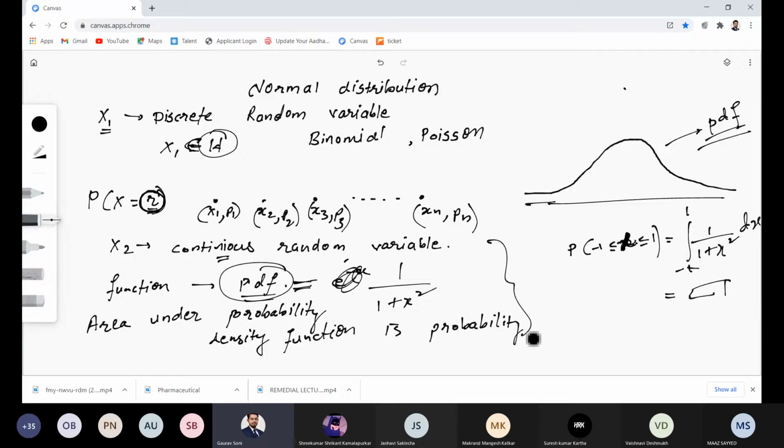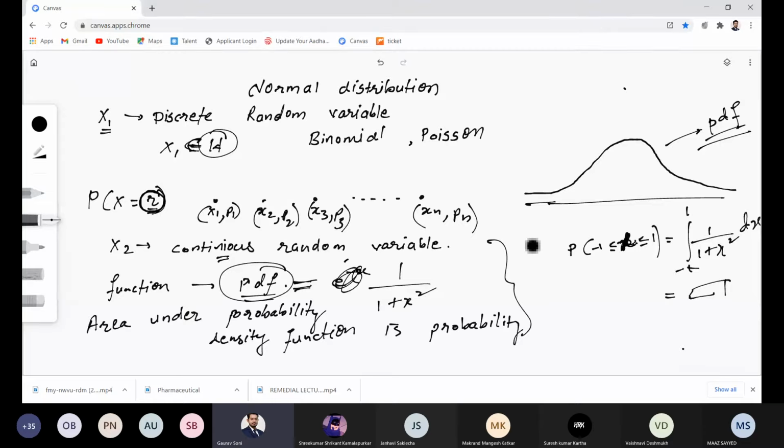Are you clear with the concept of what happens when we have a continuous random variable? I need someone to reply on this. Yes, clear? Yes, fine. So this is how a continuous random variable works.